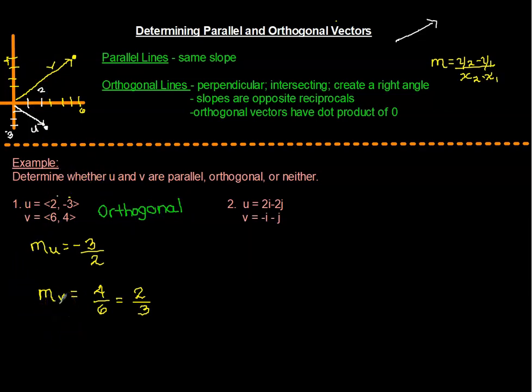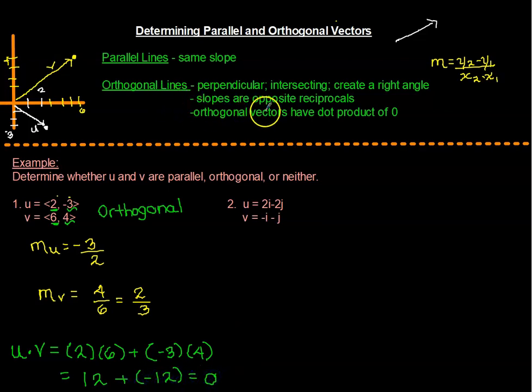Now, using what you saw in Module 6, I'm also going to take the dot product of them just to confirm that they are orthogonal. And the dot product means you take the product of the x values, 2 times 6, and add it to the product of the y values, -3 times 4. And that will give me 12 plus -12, which is 0. And remember, orthogonal vectors should have a dot product of 0, which confirms that these two vectors are orthogonal.